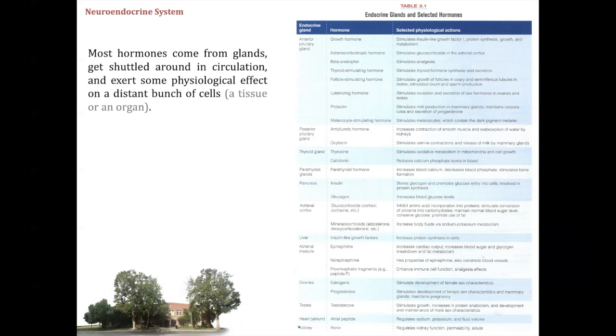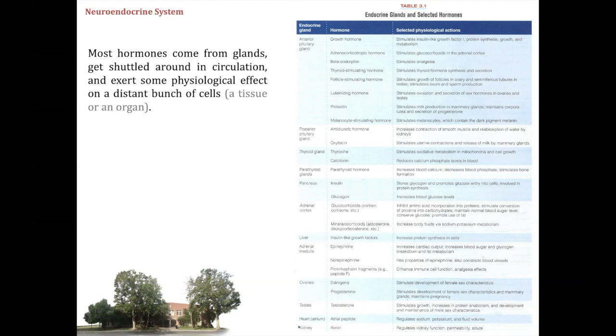Remember, factors are always proteins. We talked about nerve growth factor that binds to TrkA. Brain-derived neurotrophic factor binds to TrkB. Insulin-like growth factor has its own IGF receptors, but it can bind to insulin receptors as well because it's insulin-like. It looks like insulin.